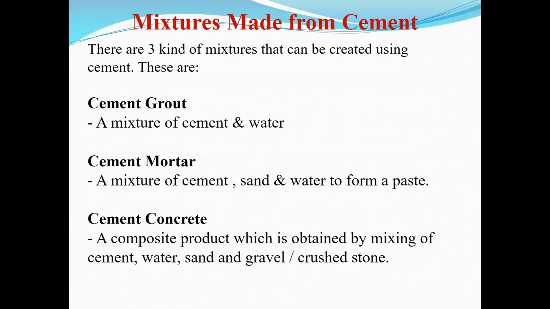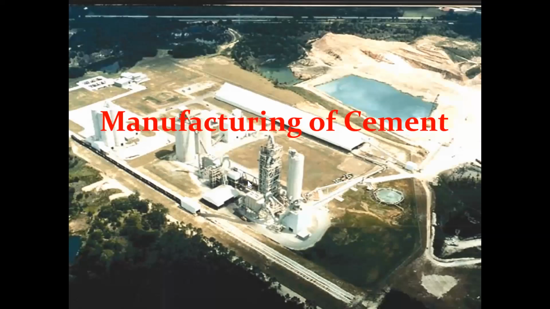Then mixtures made from cement are very simple: cement grout, cement mortar, and cement concrete. Cement grout is a mixture of cement and water only. Cement grout is used as a finish. Cement mortar, you understand, is cement, sand, and water. It makes a paste, and it is used for plastering. And concrete, you understand, is when you use cement, sand, and some stone chips or brick chips, that will make cement concrete. So that's all for today.